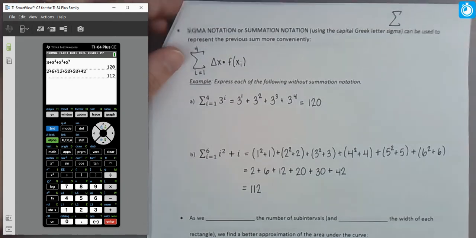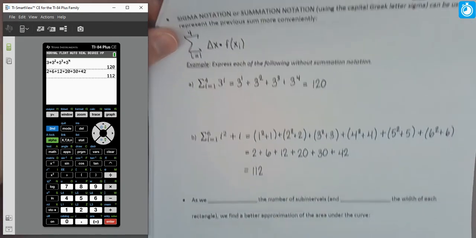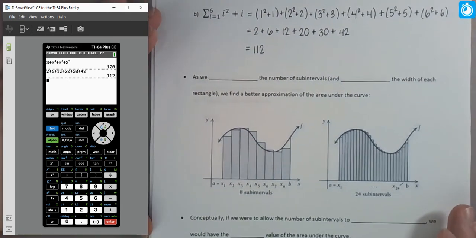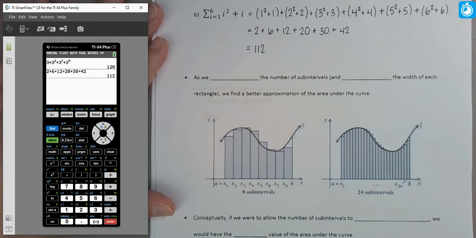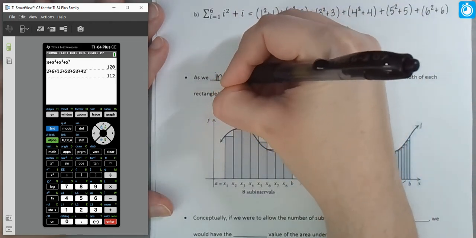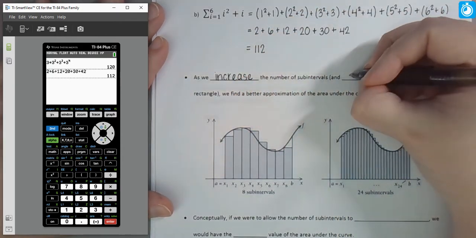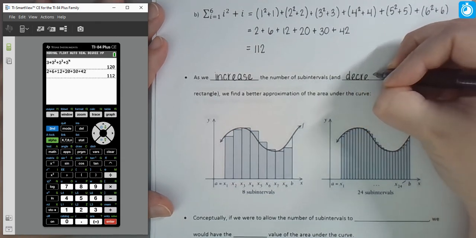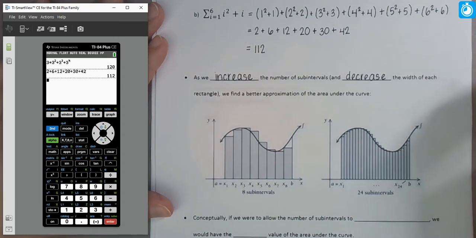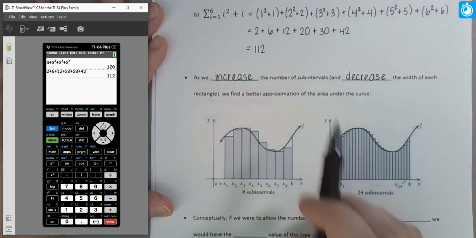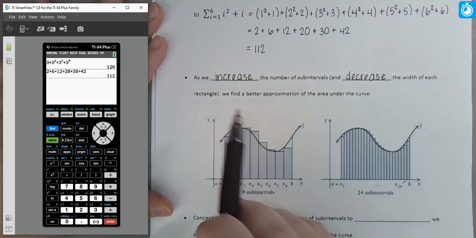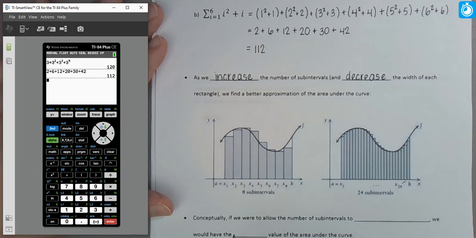Okay, so let's go back to the actual application. We're looking at this idea of the area under a curve. And so again, we determined that we get a decent approximation of area. Where we're missing some area, it's complemented by extra area above in different regions. And so overall, everything kind of balances out. But again, as we increase the number of subintervals, which also has the effect that we decrease the width of each rectangle. We're looking at the same interval either way, but if we increase the number of subintervals, then each individual rectangle is then going to be smaller. We find a better and better approximation of the area under the curve.